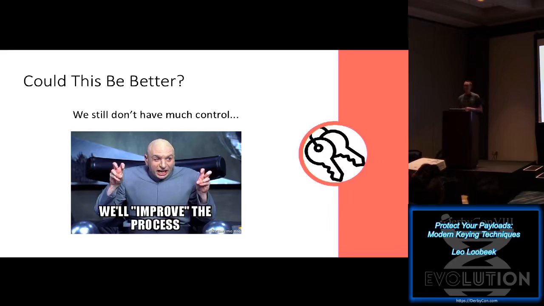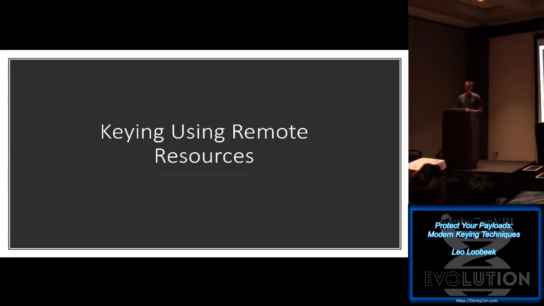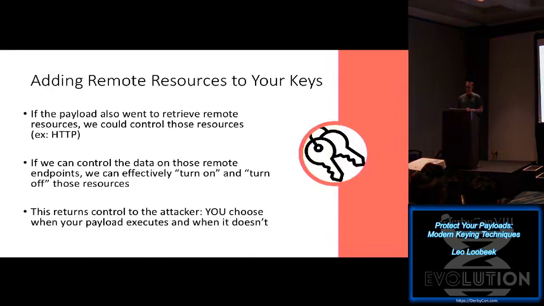But could this be better? Obviously we were talking about how the blue team could potentially decrypt the payloads. We also don't have a whole lot of control over when it is decrypting and when not. It would be nice if we could have a little bit of control. So can we improve this at all?